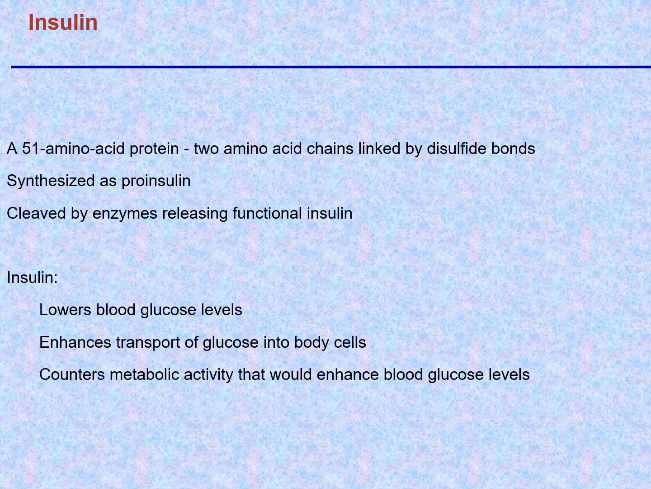The other product, insulin, is also a protein. It happens to have two amino acid chains that are linked together. It's first synthesized as an inactive molecule called proinsulin, and then it gets cut by enzymes to form active functional insulin.